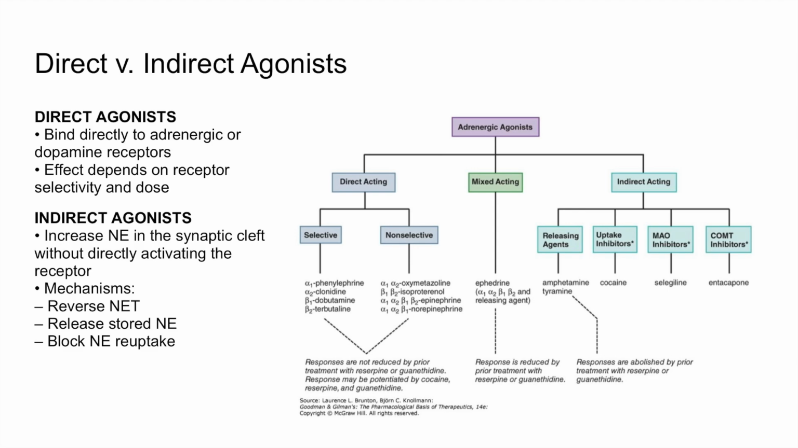Indirect agonists do not need to bind the postsynaptic receptor. Instead, they increase norepinephrine within the synaptic cleft by releasing stored transmitter, reversing the norepinephrine transporter, or blocking reuptake. Amphetamine and tyramine promote norepinephrine release, while cocaine blocks NET-mediated reuptake. Mixed acting drugs such as ephedrine both stimulate receptors and increase transmitter release. So this distinction predicts what happens when neuronal norepinephrine stores are depleted.